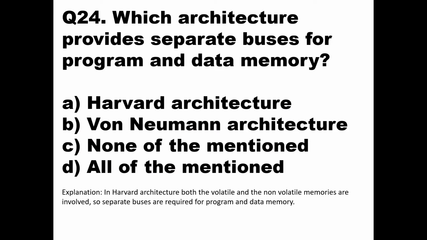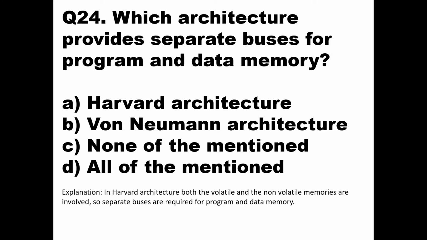Which architecture provides separate buses for program and data memory? Now here, obviously, the answer will be Harvard architecture. It has separate buses for program and data because program and data memories are separate. Now, a program is the instructions, the coding software we write for an application, and data is something which is used by the program. For the manipulation of data, we are going to write a program.